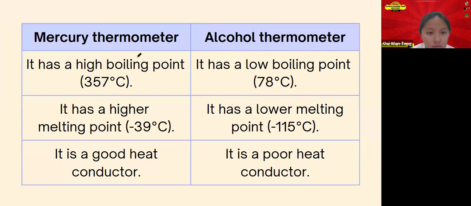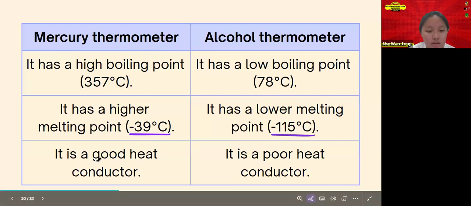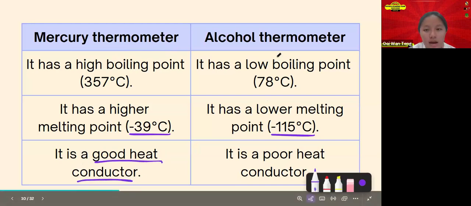And next, mercury thermometer has a higher melting point compared to alcohol thermometer, which is negative 39 degrees Celsius. And the alcohol thermometer has a lower melting point compared to mercury thermometer, which is negative 115 degrees Celsius. So after that, mercury thermometer is a good heat conductor, and alcohol thermometer is a poor heat conductor.